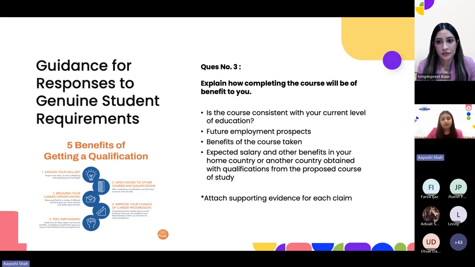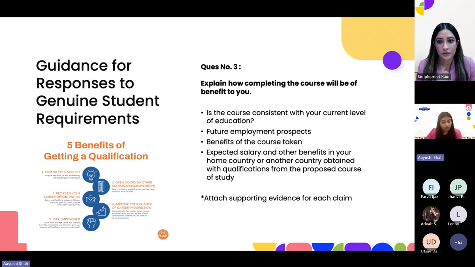Now, again, the fourth question here is the benefit of this course. How is this course going to benefit you? What is the purpose of taking this course and how is it going to be relevant to your future employment? Now you have to show that this course is in demand in your home country or probably any other country. For example, nursing is very popular in Australia. You can demonstrate that nursing has become one of the very popular skills in demand. And obviously there is a much better, brighter future.